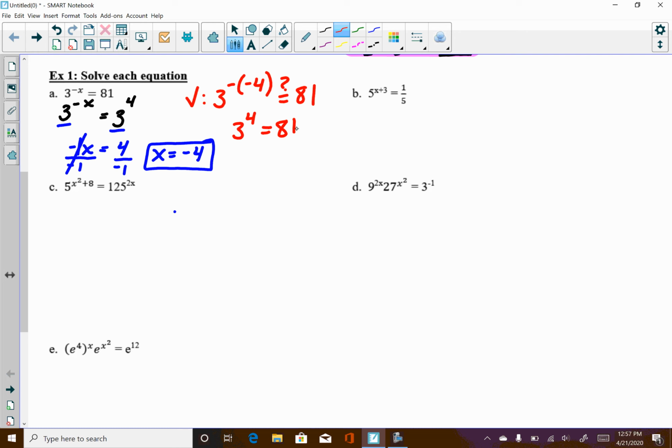All right, if we scoot over and look at part B, again, I'm still trying to get these to be the same base. So over here on the left-hand side, I have a 5, and on the right-hand side, I have 1/5. But if you remember up here at the top, isn't there another way I can write 1/5? I could write that as 5 to the -1. And this is still 5 to the x plus 3 over here. So now I have the same base.